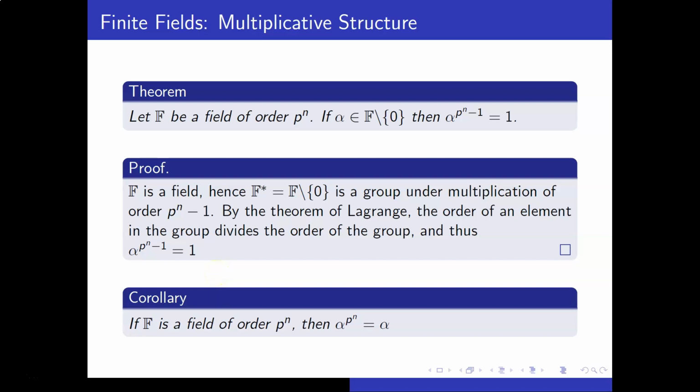Moreover, I can strengthen that a little bit. If I have some alpha and I raise it to the p to the n, if alpha is not 0, take this equation, multiply through by alpha, I get alpha again. And if alpha is 0, well, 0 to any power is 0. So in particular, in a field of order p to the n, alpha to the p to the n is always alpha.